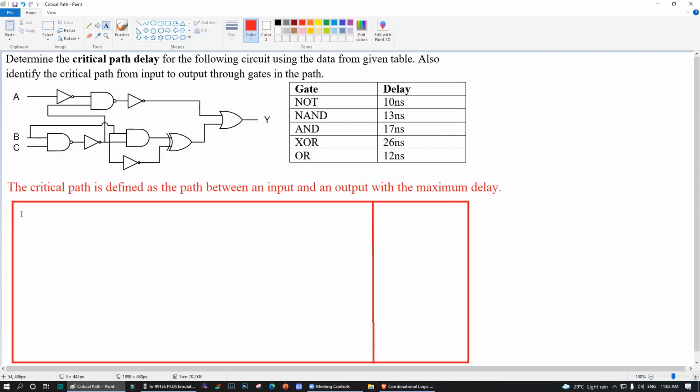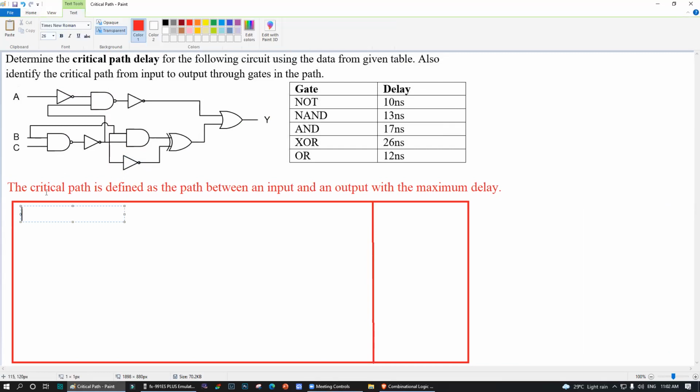Okay. At first, what do you have? From A to NOT, then NAND, then NOT. That means the first part. I am talking about the first part. A, NOT, NAND, NOT, then OR, right? Then comes your Y. Understood? This is your path number 1. Okay, everyone? Yes, sir.